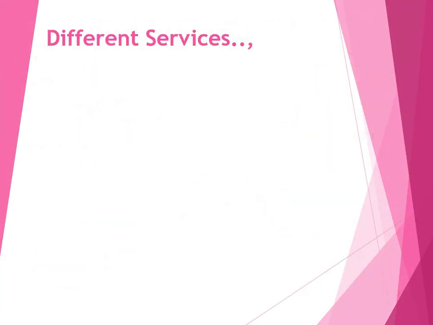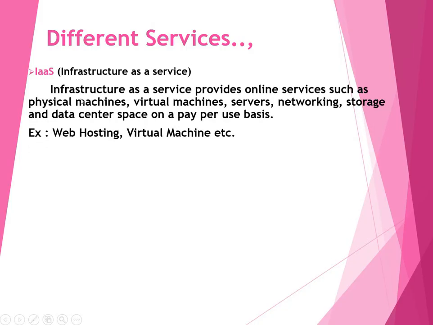Already we know that different services are there. The first one is IaaS, denoted as infrastructure as a service. Infrastructure as a service provides online services such as physical machines, virtual machines, servers, networking, storage, and data center space on a pay per use basis. For example, web hosting and virtual machines.